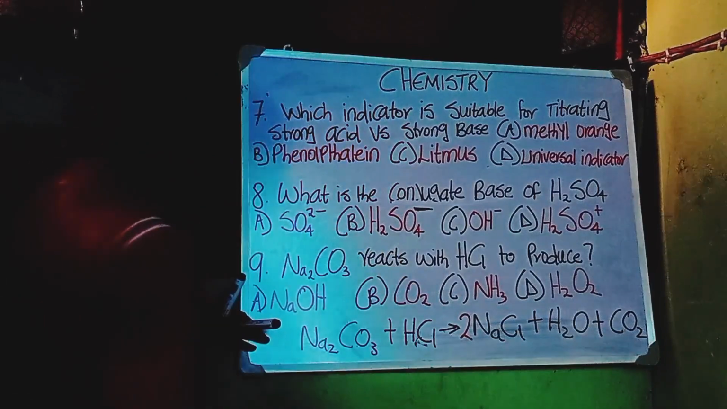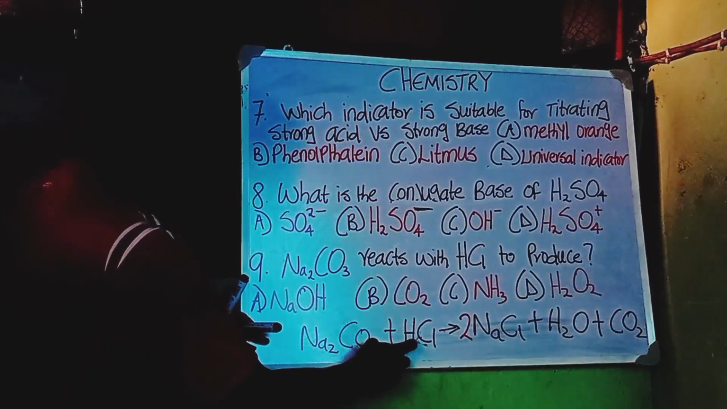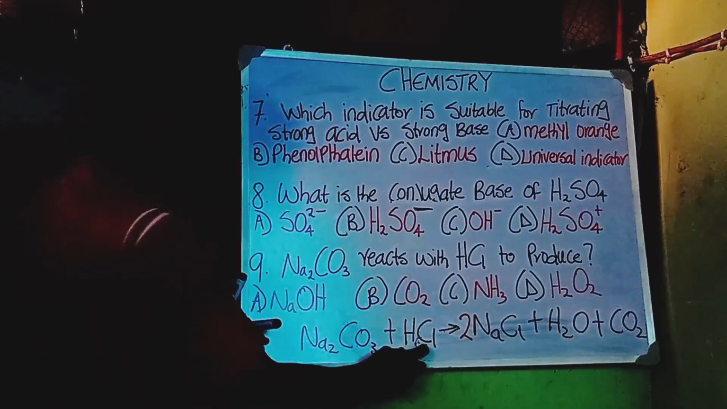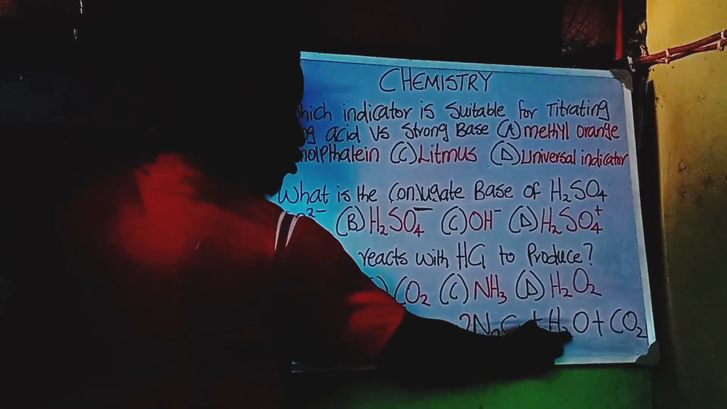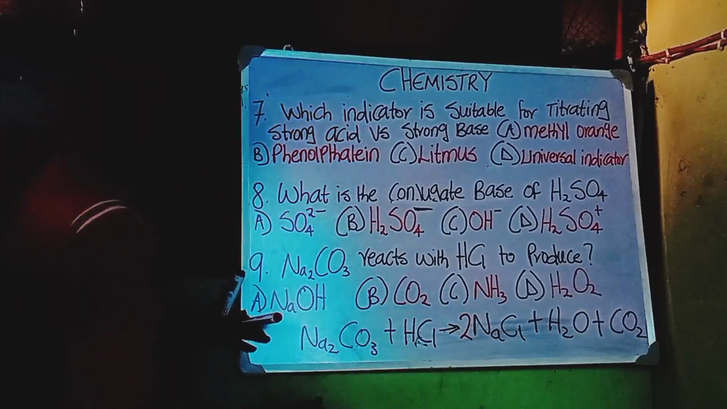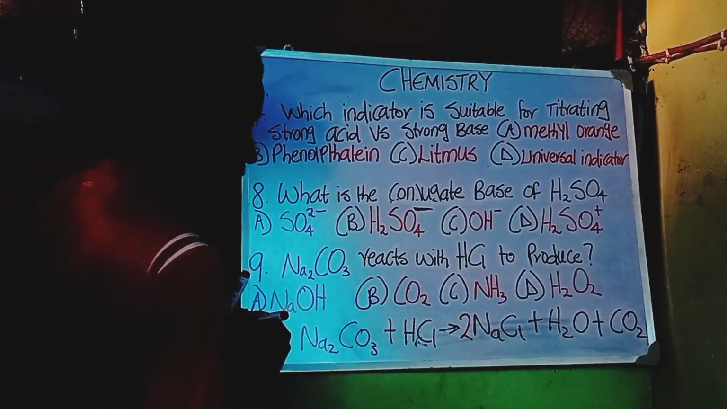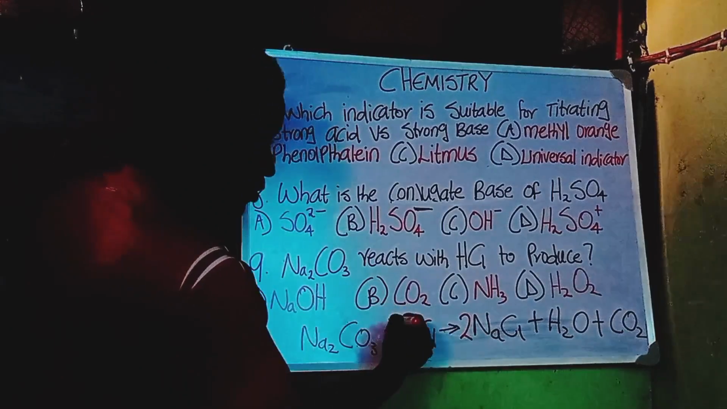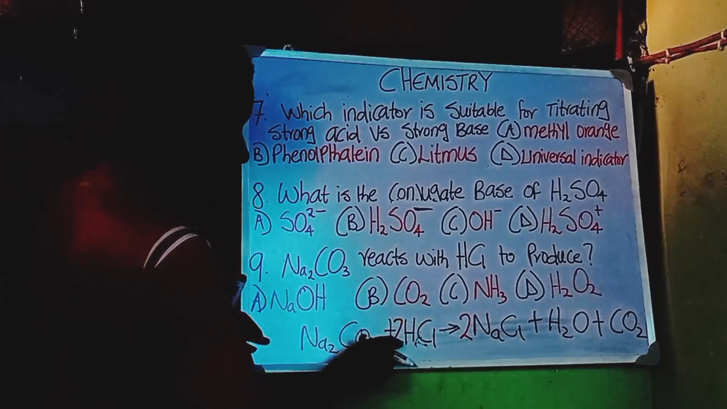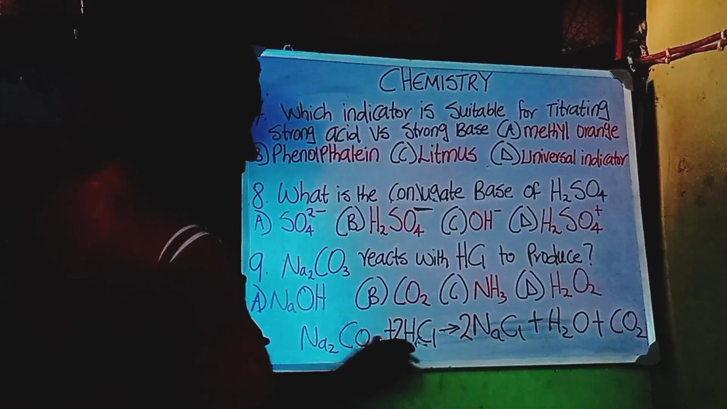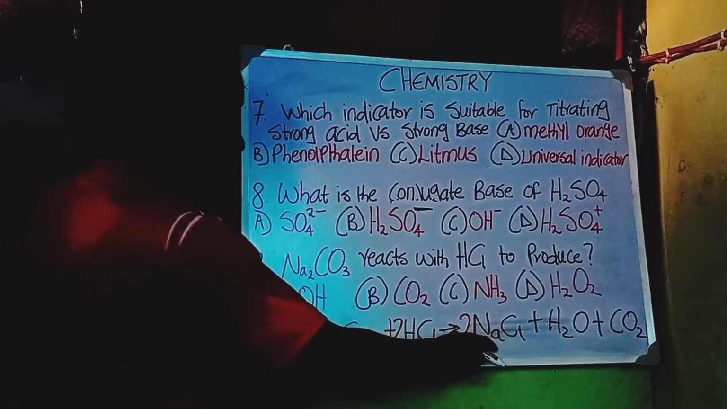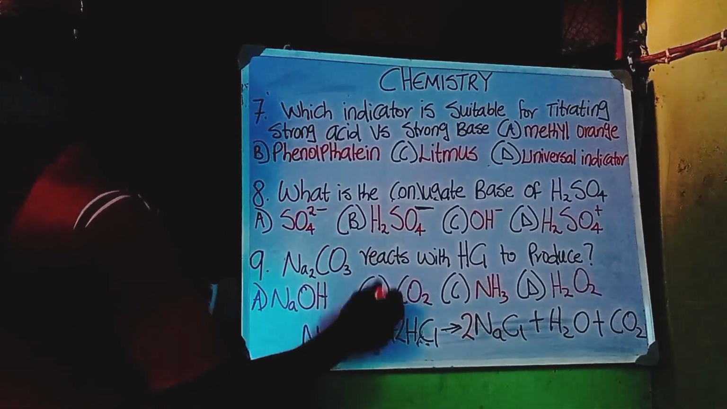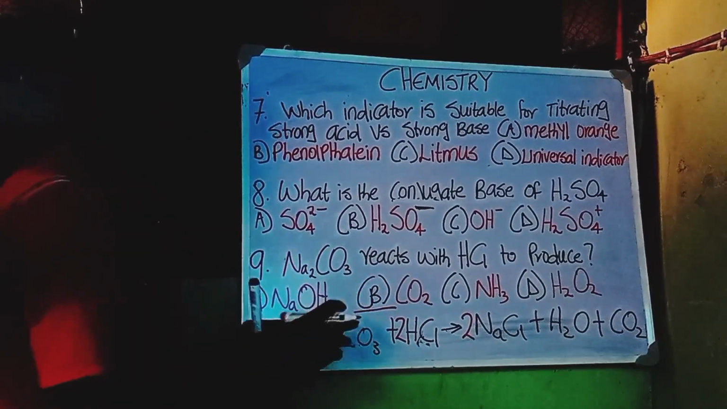We have 3 molecules of oxygen. Then our hydrogen: we have 1 molecule of hydrogen in the reactant, and we are now having 2 molecules of hydrogen in the product. For the chlorine, it is also not balanced, so let's put in 2 here. At this point, we have 2 molecules of hydrogen in the reactant, 2 in the product, and 2 molecules of chlorine in the reactant and 2 in the product. So the correct answer is option B, carbon dioxide.